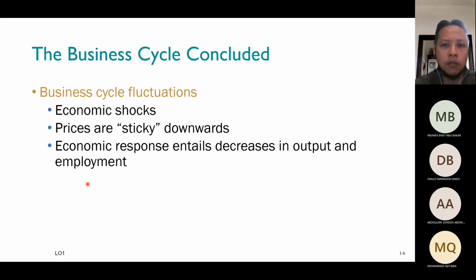Currently we had the economic shock in the form of... I'm not hearing your voice. Sorry, how about others? Can you hear my voice? Can others hear me? Is it clear? Yes, doctor, it's clear. Okay.